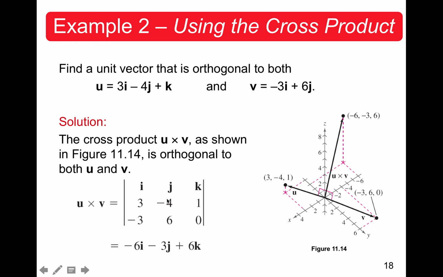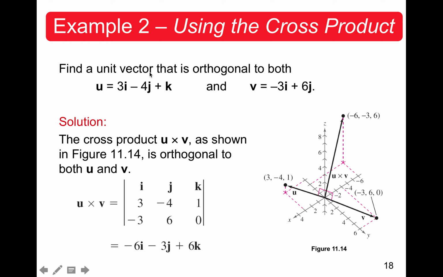So if we find the cross product like we did on example 1, doing the same steps, finding those individual 2x2 determinants, you would end up with -6i minus 3j plus 6k. So this right here is the cross product, this vector right here. But this problem is asking us to find a unit vector.